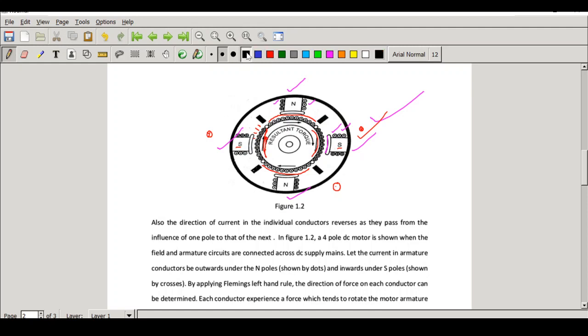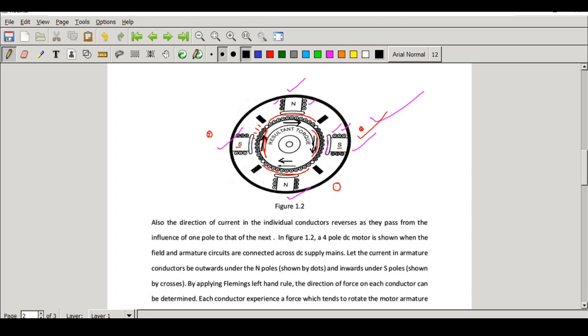I will use another color. See, here the direction of the force is like this. Okay. Here it is like this. So how do you get this direction of the force? Based on Fleming's left-hand rule. Now here you can see the direction of force is like this. Here it is like this.